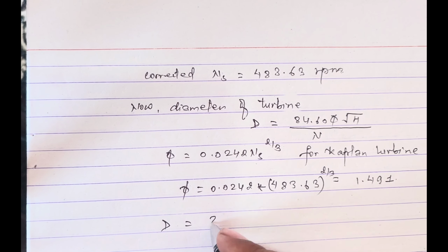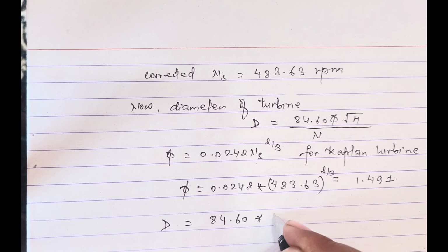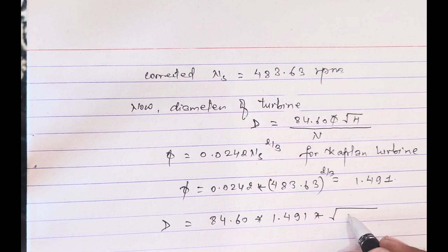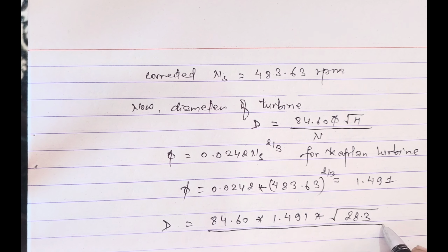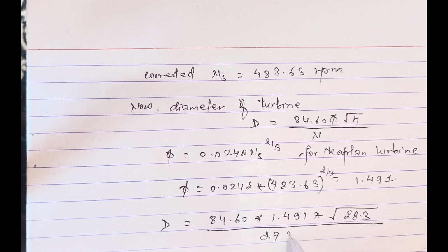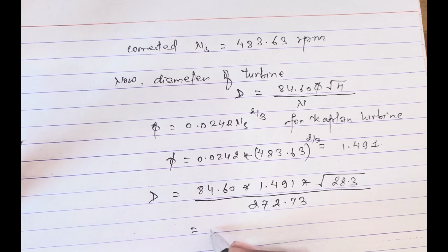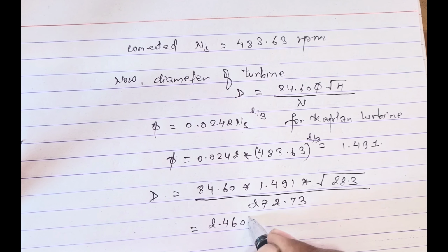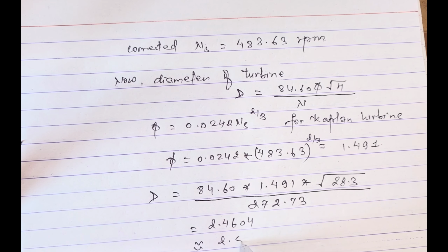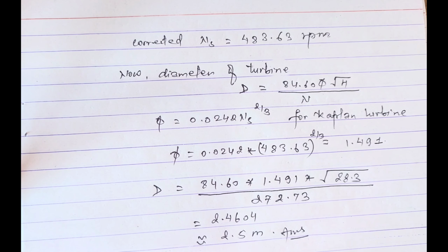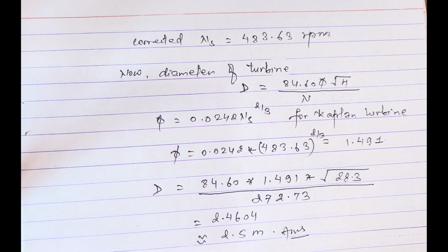Now placing the value of phi in the formula for calculating D. So D equals 84.60 into 1.491 times root over the value of H, 28.3, divided by the value of N, 272.73. On calculating this, 2.4604 is nearly equal to 2.5 meter. So the final answer is 2.5 meter. So the diameter of the turbine runner is 2.5 meter.